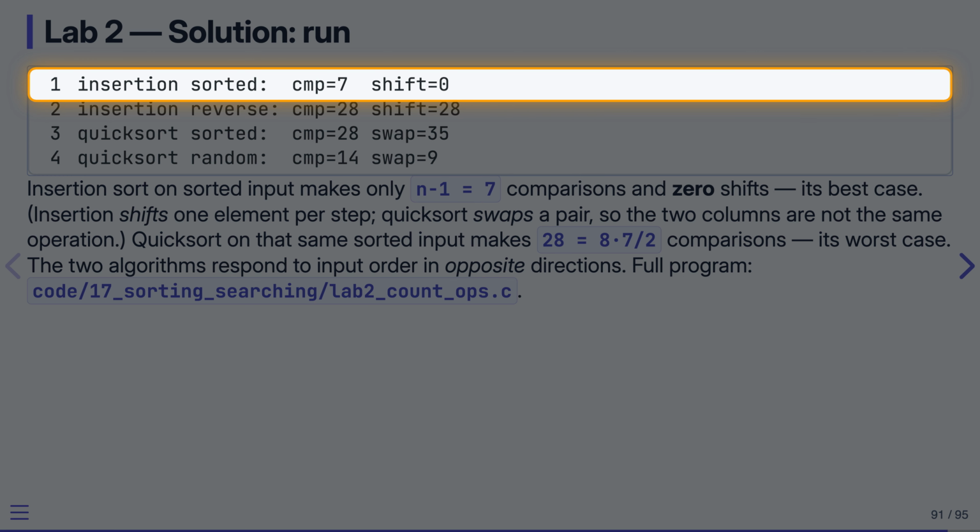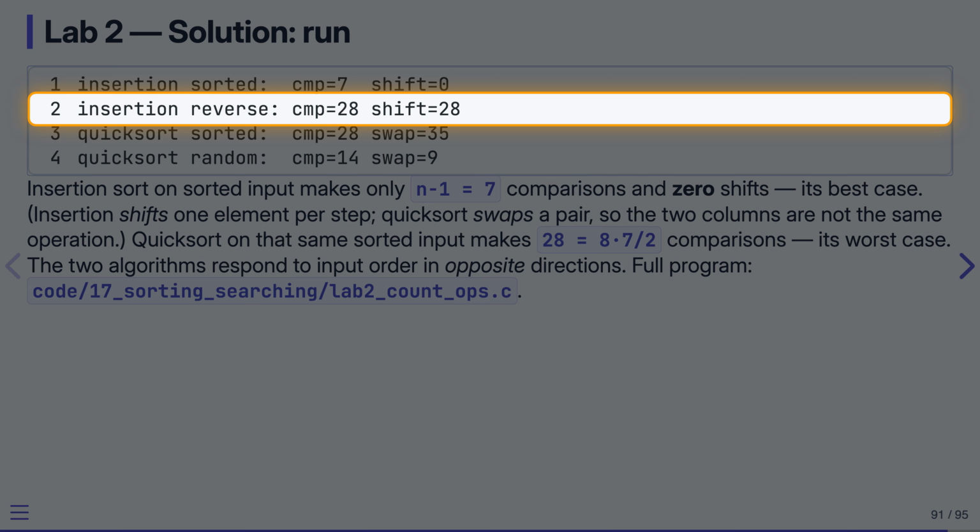Here are the measured counts. Insertion sort on sorted input makes only 7 comparisons, which is n-1, and 0 shifts. That is its best case, and you can see the adaptivity as a number. On reverse input, the same algorithm makes 28 comparisons and 28 shifts, its worst case.